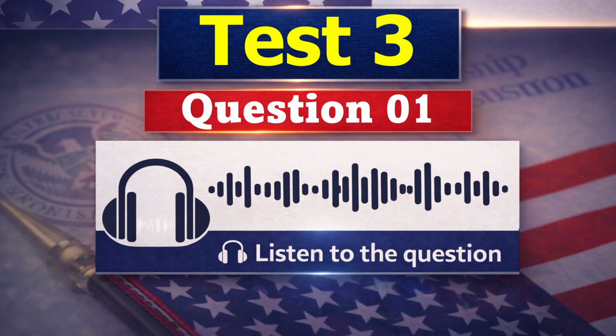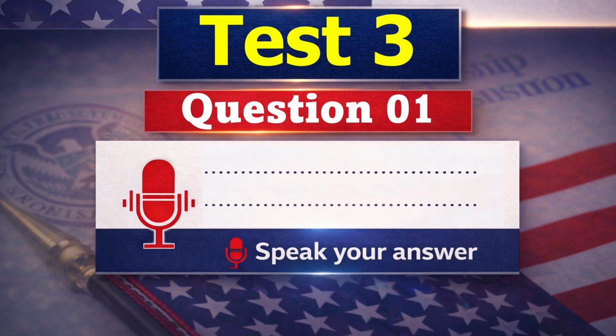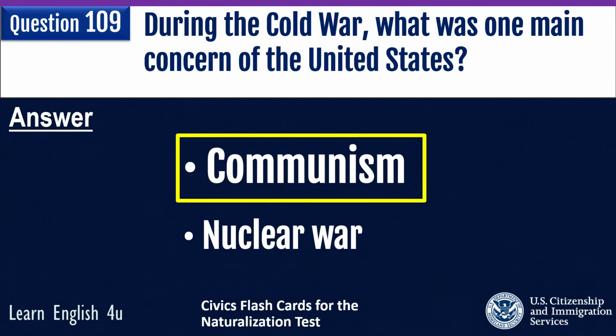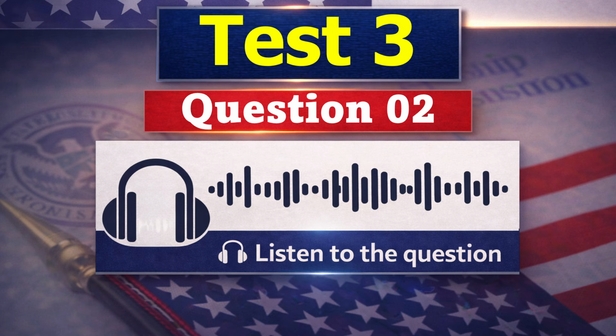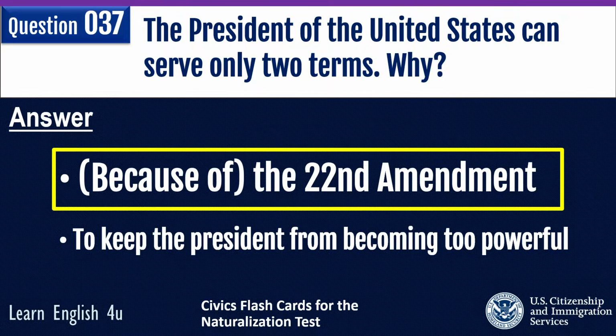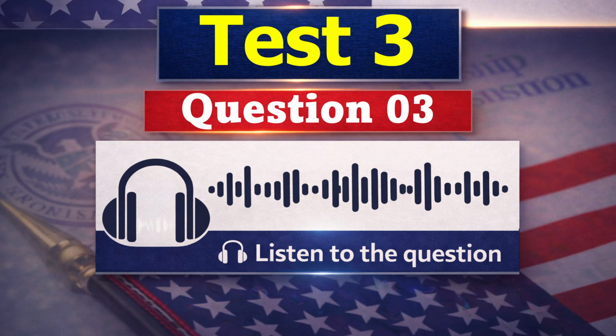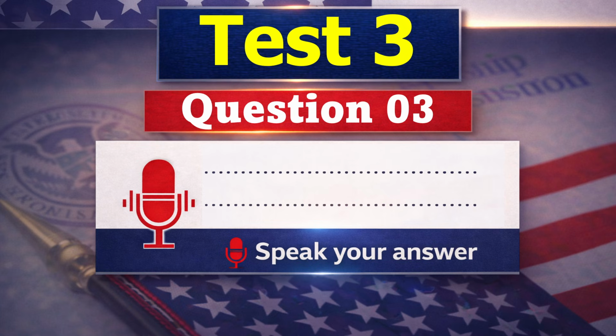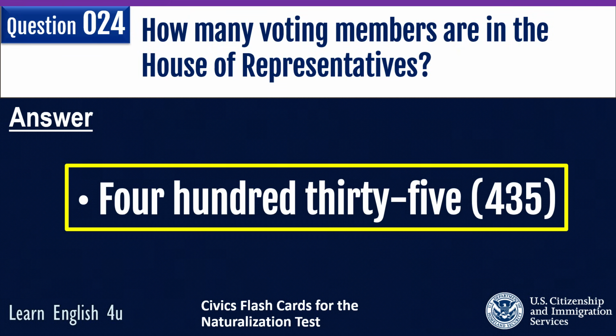During the Cold War, what was one main concern of the United States? Communism. The President of the United States can only serve 2 terms. Why? Because of the 22nd Amendment. How many voting members are in the House of Representatives? 435.